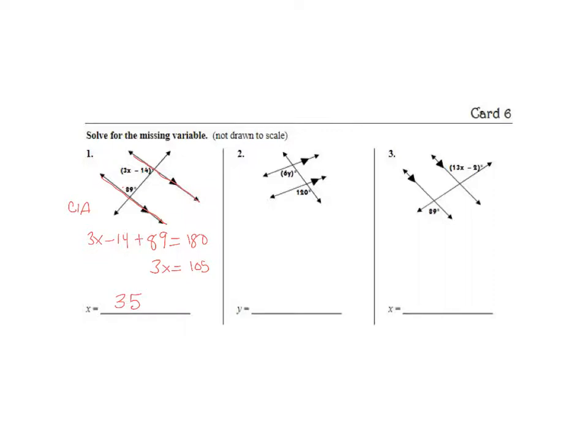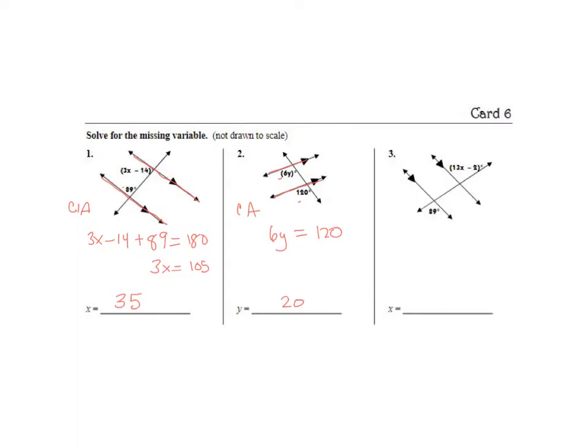If we look at number 2, here's our 2 parallel lines. Our transversal is cutting through. If we look at this angle and this angle, those are corresponding angles. And so therefore, we're going to set up the equation 6y is equal to 120. And y will equal 20.